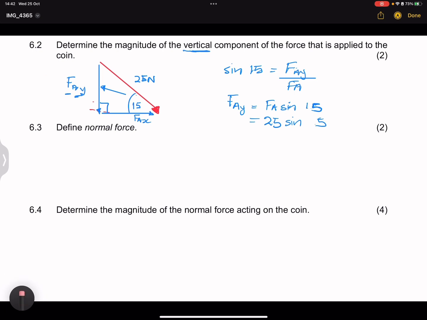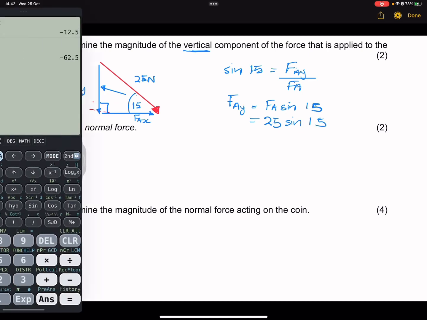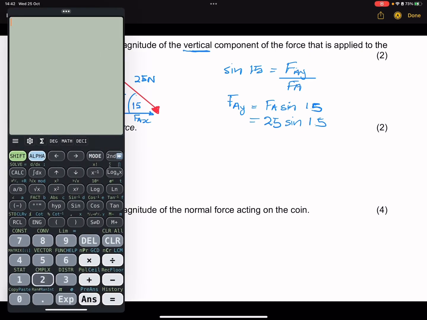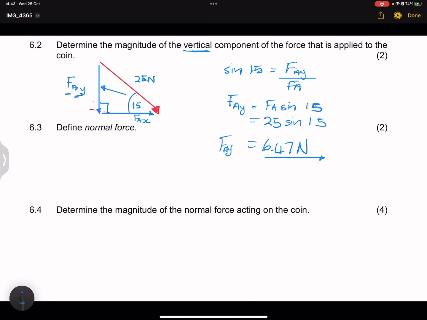All right, so let's calculate that. So that would give us 25, the sine of 15. Right, so that gives us 6.47. Now please note, this is how we would get the vertical component of the force that is applied. Okay, right, and then secondly, they say to us calculate the normal force.